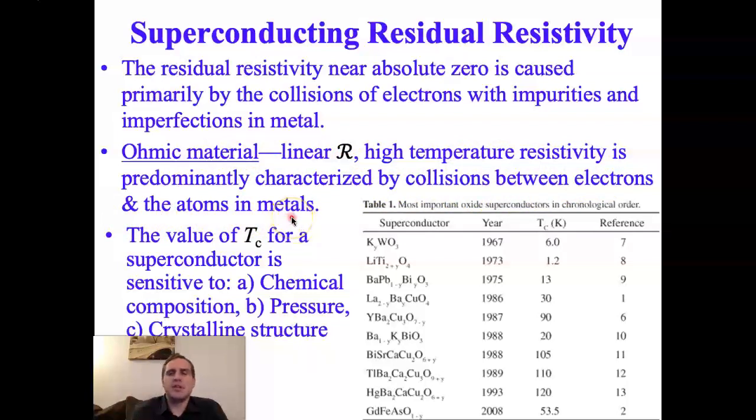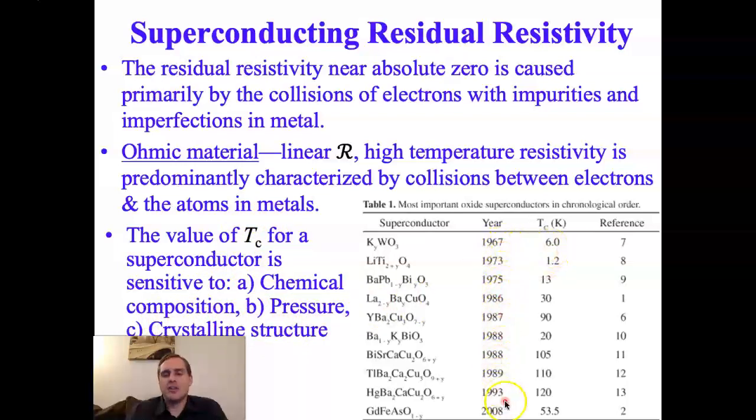Okay, so the idea is that we might call it high temperature resistance for devices in our homes, but that's just high temperature resistance compared to other devices you would look at, say, in a lab. And by the way, the value of this critical temperature depends upon very complicated things that are beyond the scope of this class: chemical composition, pressure, crystalline structure, etc.